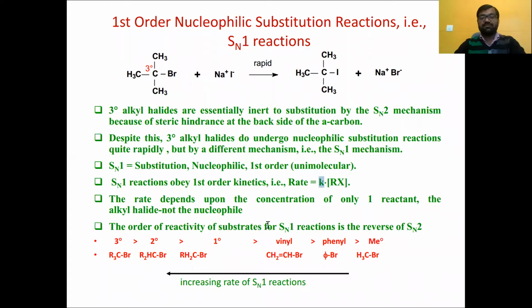The order of reactivity of substrate for the SN1 reaction is reversed compared to SN2. The tertiary, which was least reactive in SN2, is now highest in SN1. Methyl, which was fastest in SN2, is now slowest in SN1. So SN2 and SN1 show opposite behavior. The question comes: why is such behavior observed? What can be the possible reason behind this?